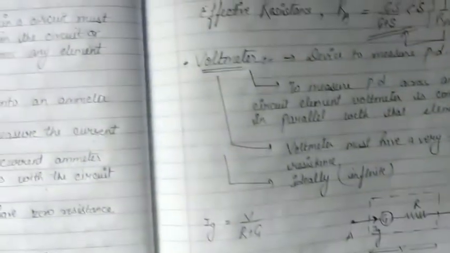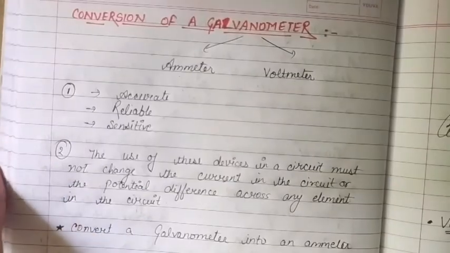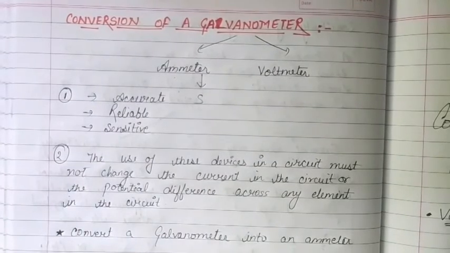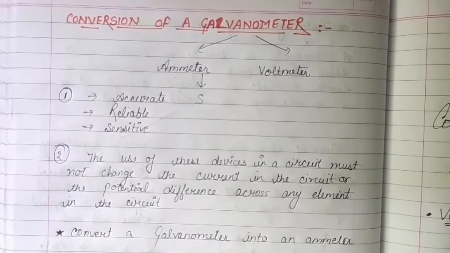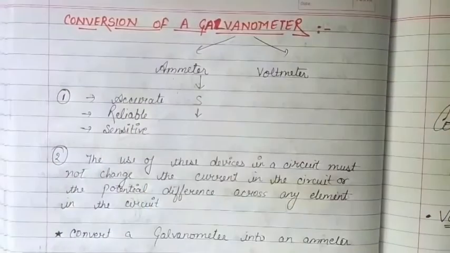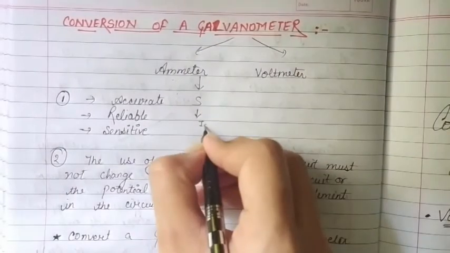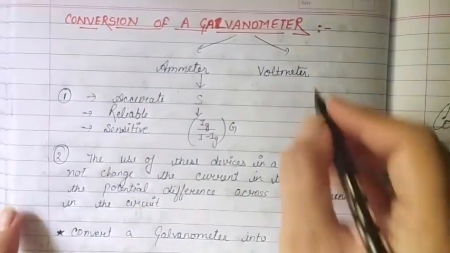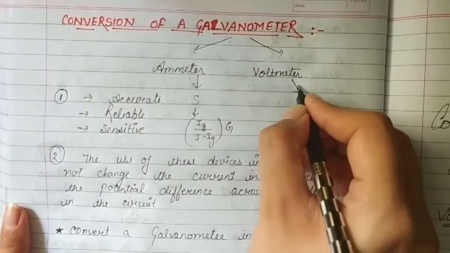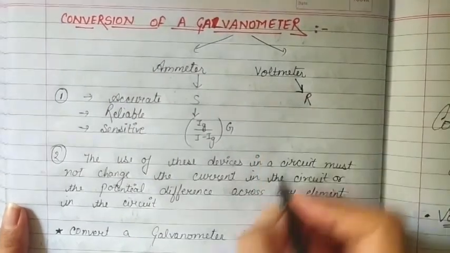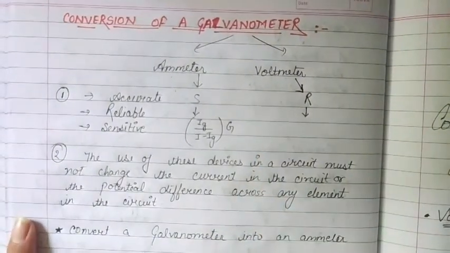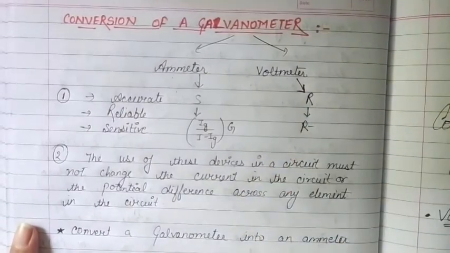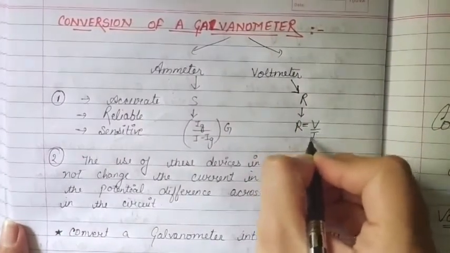So we have studied how we can convert a galvanometer into an ammeter and a voltmeter. For an ammeter we have to shunt the galvanometer by a small resistance, connecting that small resistance in parallel with the galvanometer, and the value of that small resistance capital S is equal to Ig upon I minus Ig, into G. In case of a voltmeter, we have to connect the galvanometer in series with a high resistance capital R, and the value of that high resistance is R equals V upon Ig minus G.